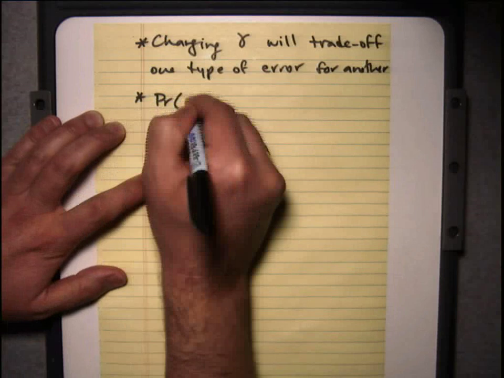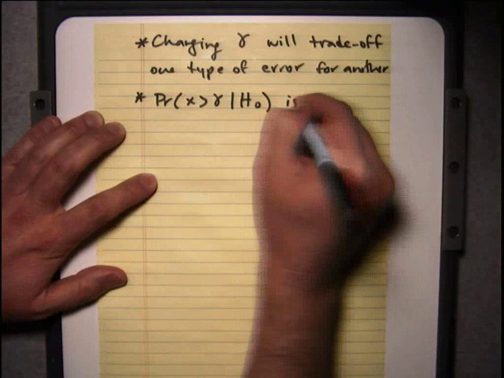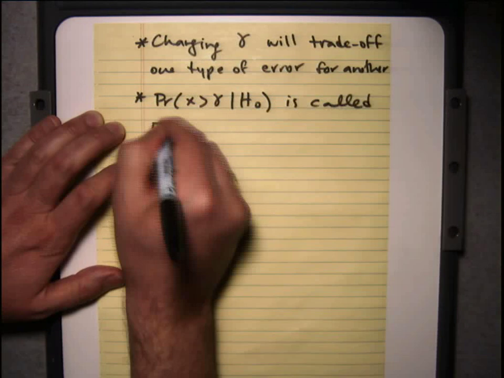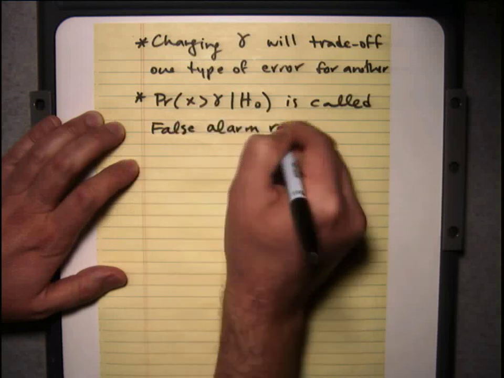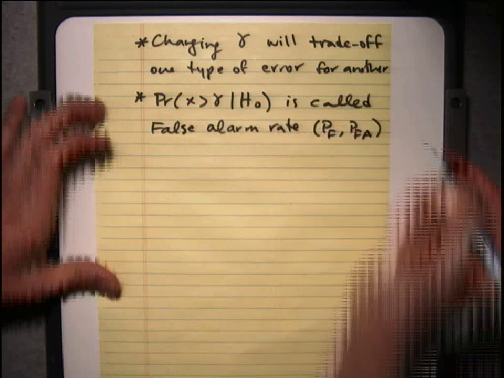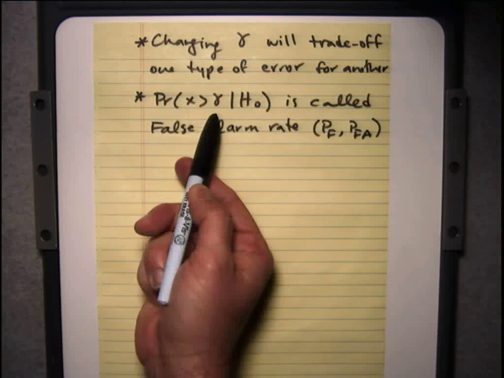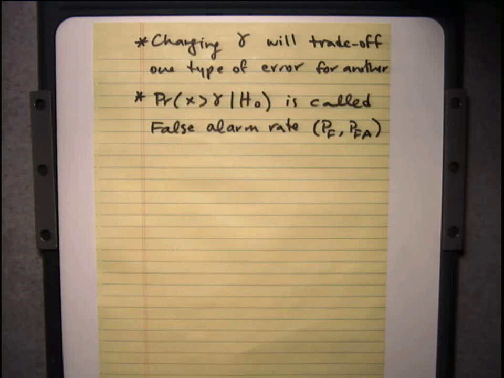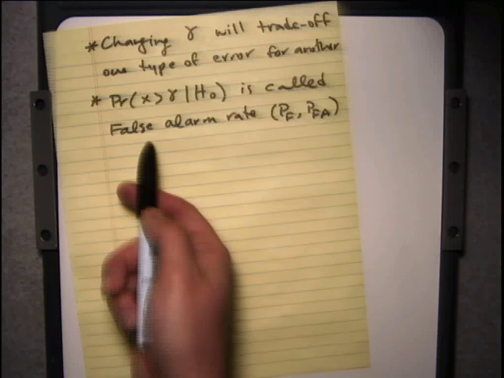The probability that x is bigger than gamma, given H0, is called the false alarm rate. And we denote it by PF or PFA. Why is it called a false alarm? Well, you're saying x is bigger than gamma, you're saying something is happening. You're saying H1 is true, when in fact nothing is true. Right? H1 is not true.